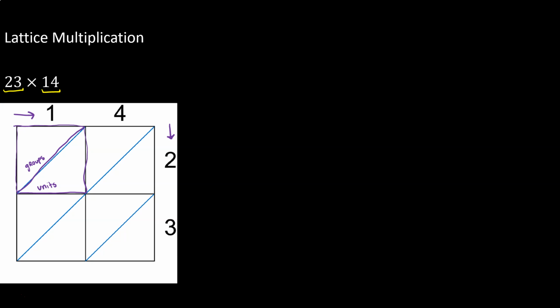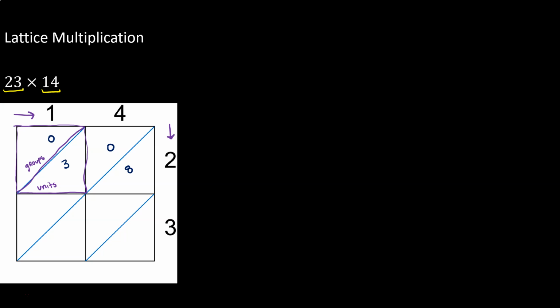So in this first box, I have 1 times 2. 1 times 2 is 2. That's 2 units and 0 groups. Let's move on to the next box. We have 4 times 2 here. 4 times 2 is 8. That's 8 units, 0 groups.